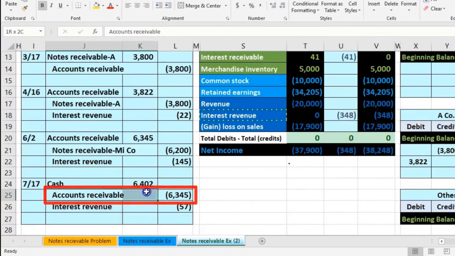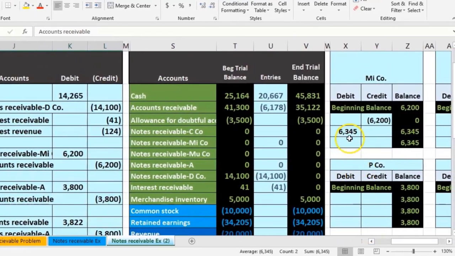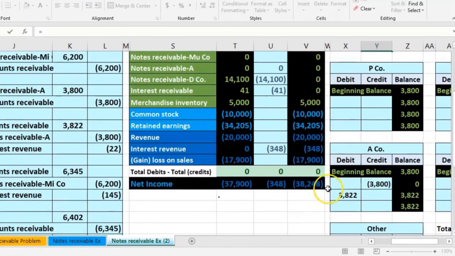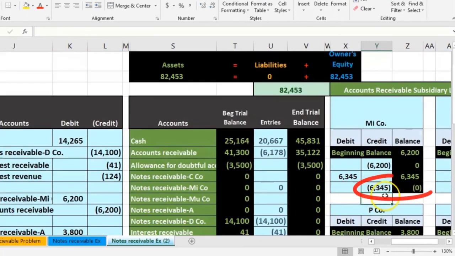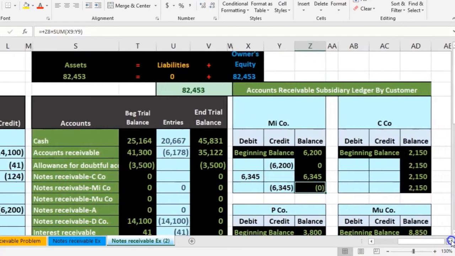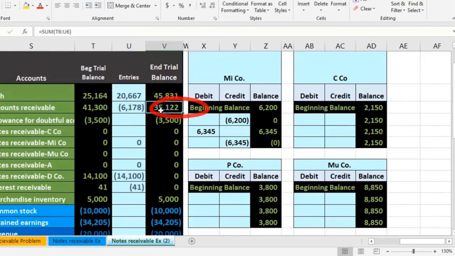Now we did something to the accounts receivable, so we need to post that same thing as well to the subsidiary ledger. Here's M I owing us money. We're going to be here in column Y9 to take this balance back down. Y9, that's just where it happened to land. So we're going to be here, equals, point to that accounts receivable one more time. And that means now that M Company doesn't owe us anything at this time, that should put the total, if we add them all up for all the customers of the subsidiary ledger, at 35,122 matching what's on the trial balance.